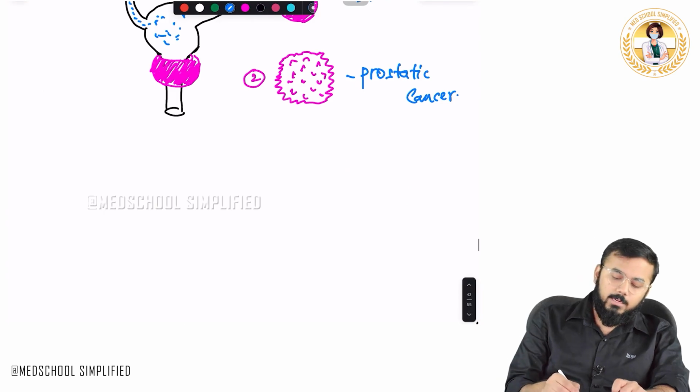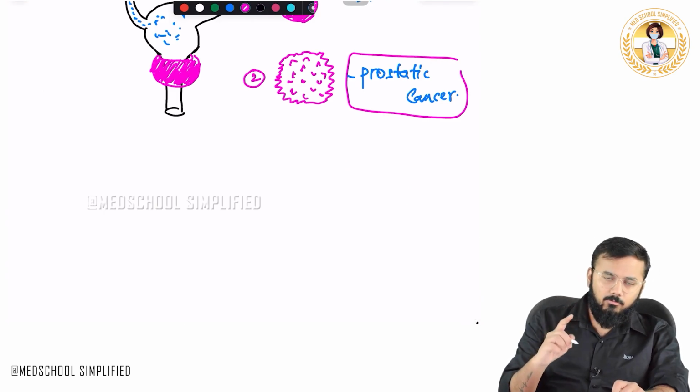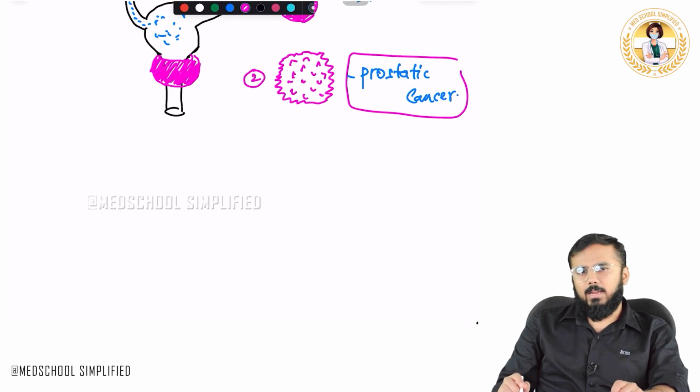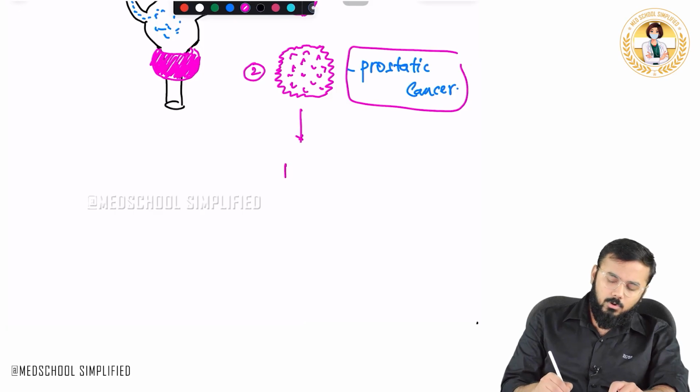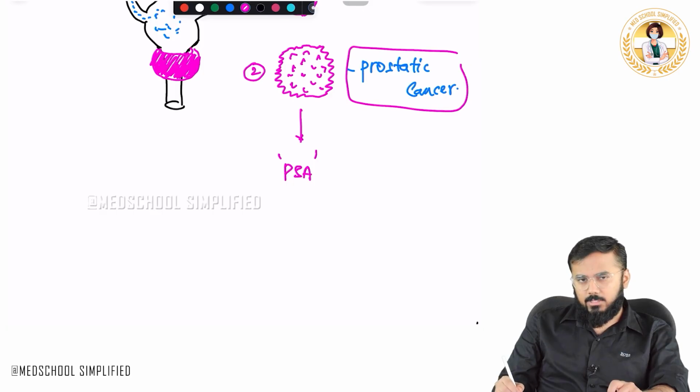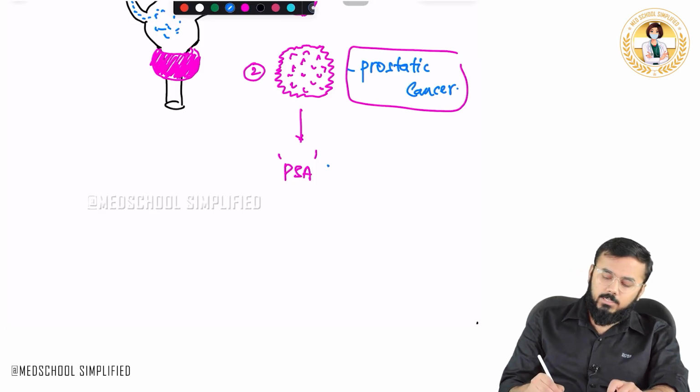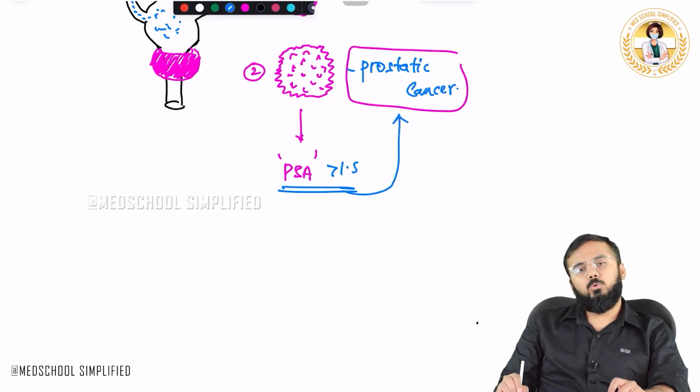But if you find that what you have palpated is irregular and asymmetric, then directly you cannot tell it as prostatic cancer. First you need to do a test called PSA. What is PSA? PSA is prostate specific antigen. If the prostate specific antigen level is more than 1.5, then you can confirm and diagnose it as prostate cancer.